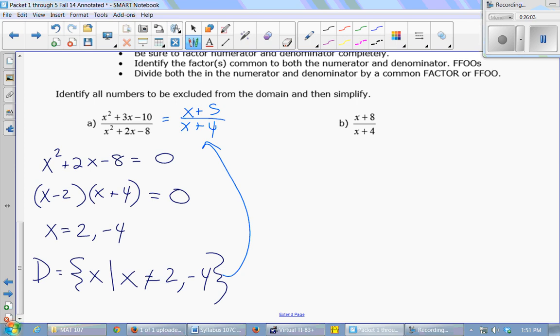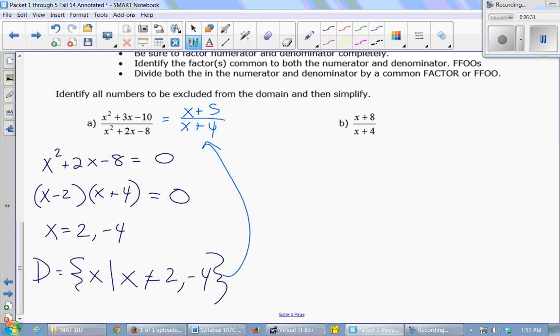Your domain is just the bottom factored out. Take out any x's that make the denominator 0. Okay, x plus 8 over x plus 4. Can I factor that at all? No. Any foo-foos? Can you divide the 8 and the 4?